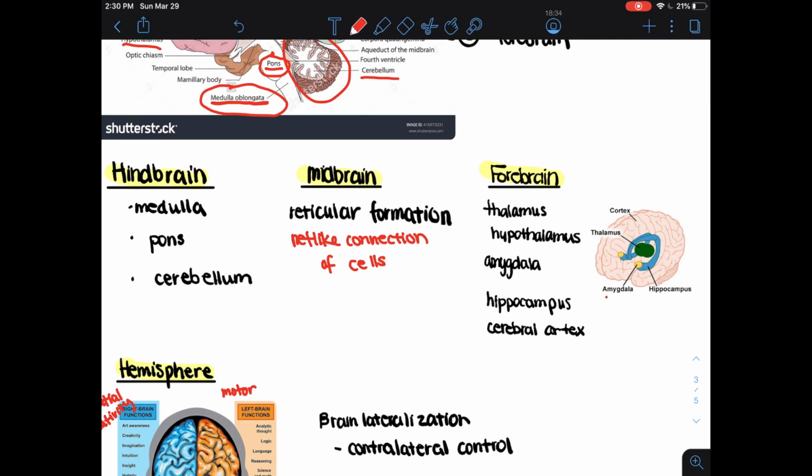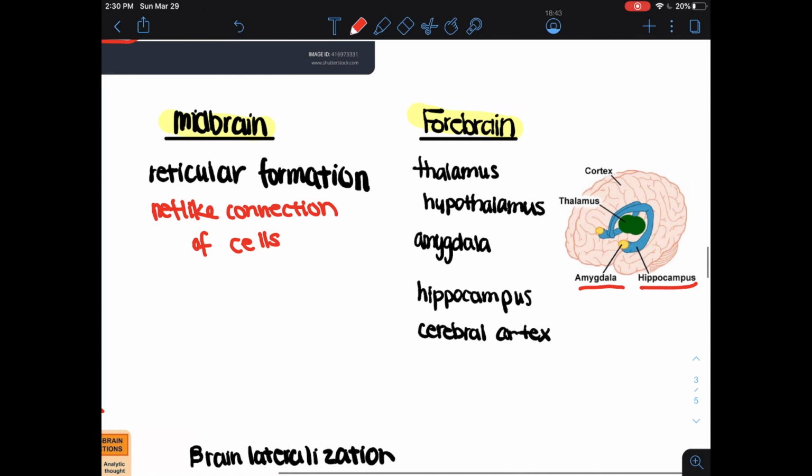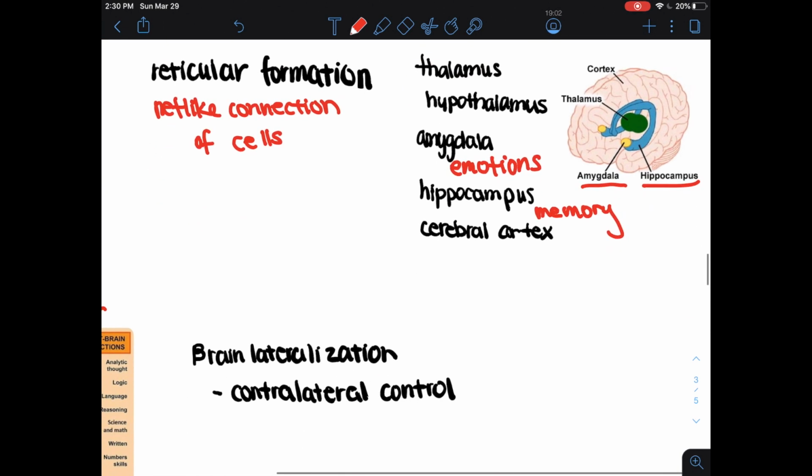Amygdala and hippocampus, as you can see right here. So your amygdala is like the two arms for your thalamus, and it's at the end. It's the two arms of your hippocampus, so it's at the end of it. And amygdala controls your emotions, so that's really important, especially when we get to later chapters. And your hippocampus controls your memory. This is also really important as we move forward.